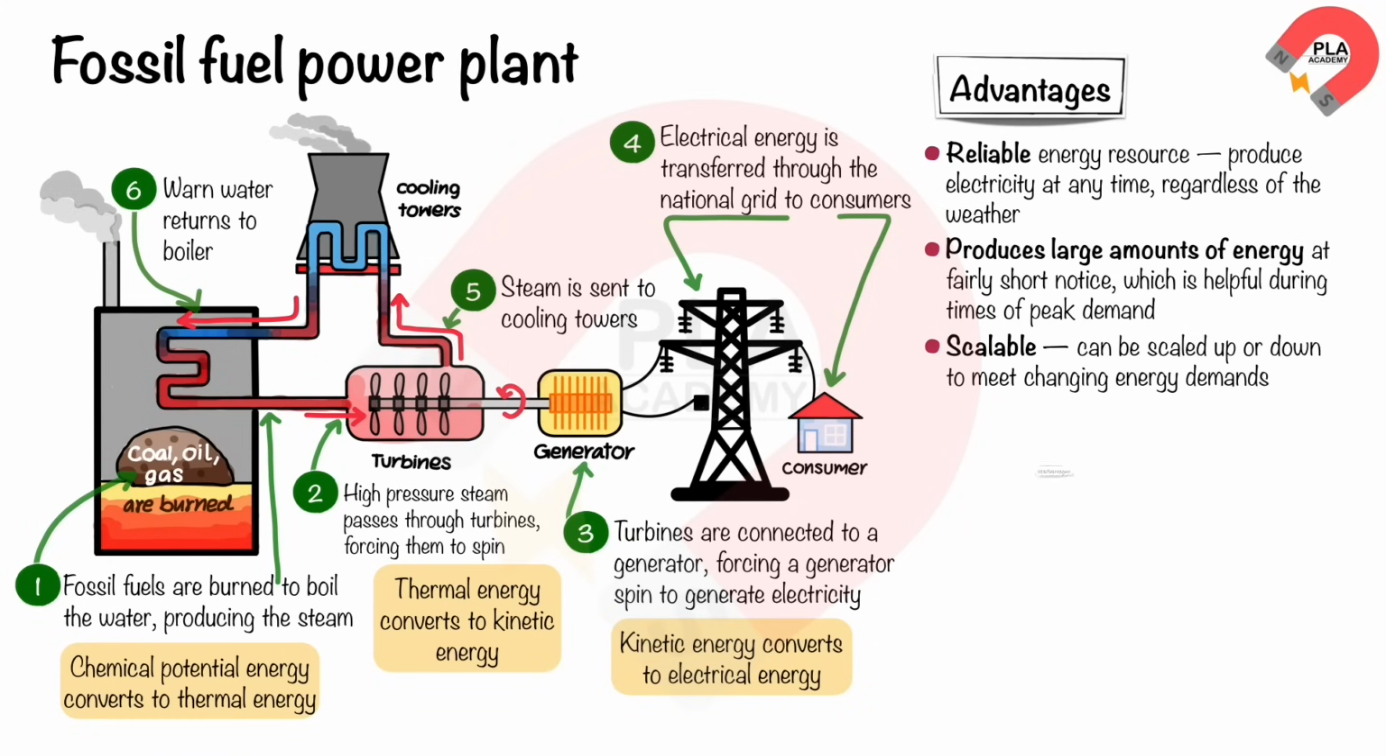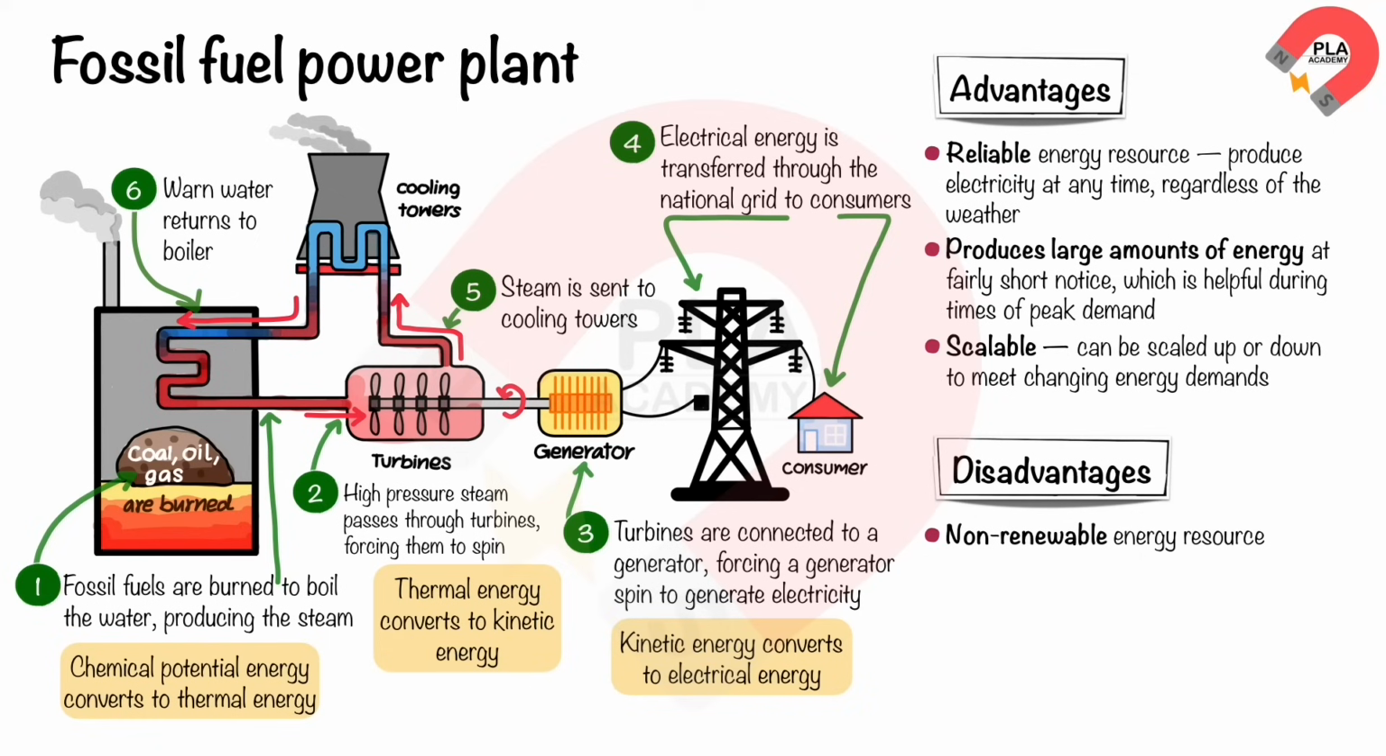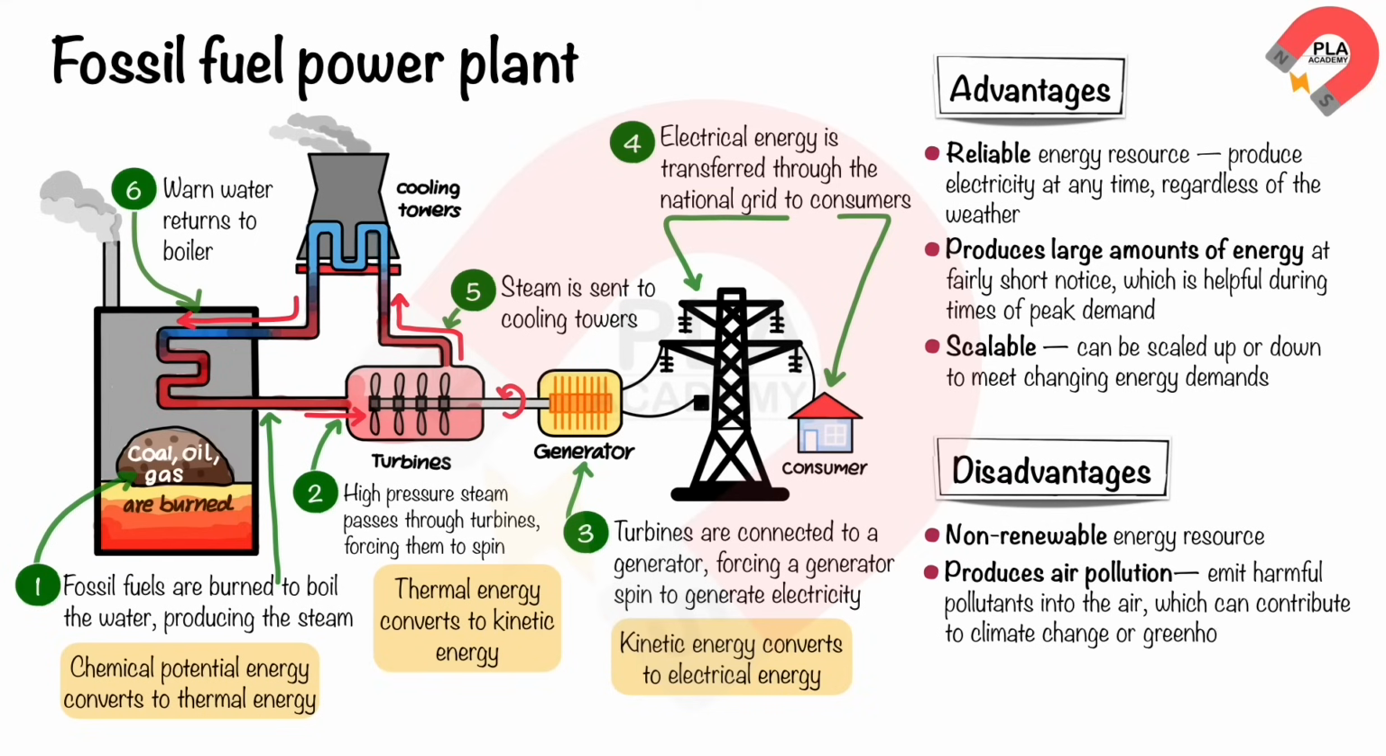Here are some of the disadvantages of the fossil fuel power plants. Non-renewable energy resource. Fossil fuels are a finite resource that will eventually run out. Produces air pollution. Fossil fuel power plants emit harmful pollutants into the air, which can contribute to climate change or greenhouse effect and other environmental problems. The cost of fuels affects the price of electricity. The price of fossil fuels can fluctuate, which can affect the price of electricity generated by fossil fuel power plants.